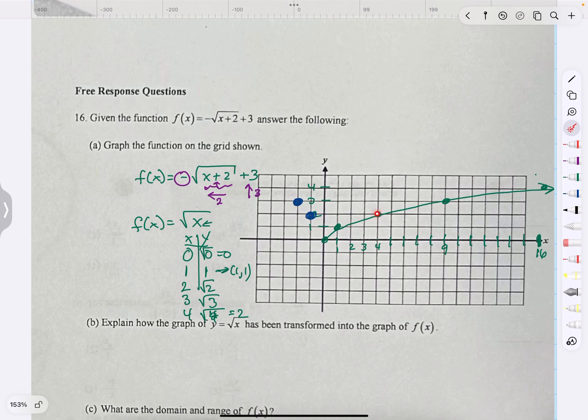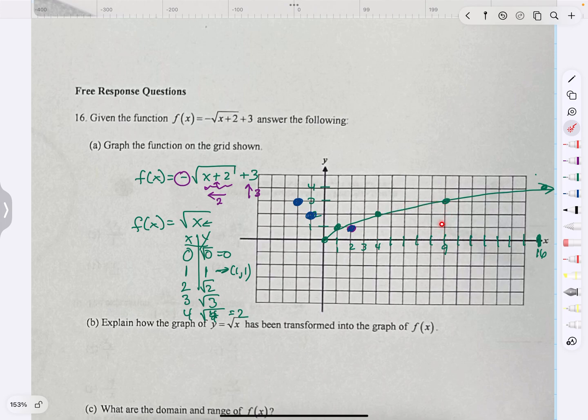Or I can keep working the way I was. I'm going to take this point, flip him upside down, move him left 2, and move him up 3. Right there, he's going to be at 2, 1. Oops, change colors on you. Became blue again. Let's just keep on going. So that's my third point.